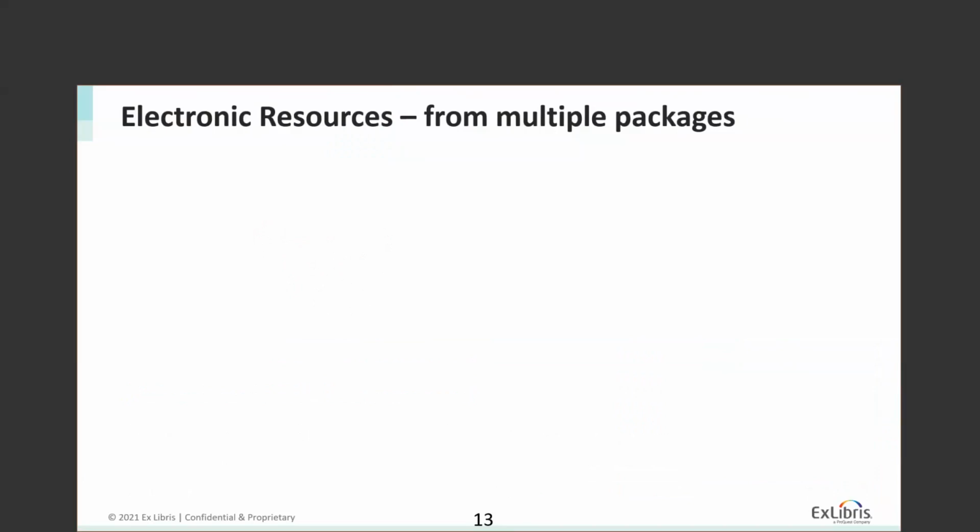Just building off what we just saw, but now I want to show you what happens when there are electronic resources from multiple packages. In other words, the same journal or book could be, and probably is, available from multiple packages, multiple collections. And let's see how Alma deals with that.